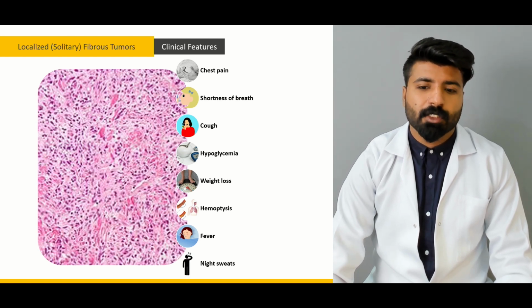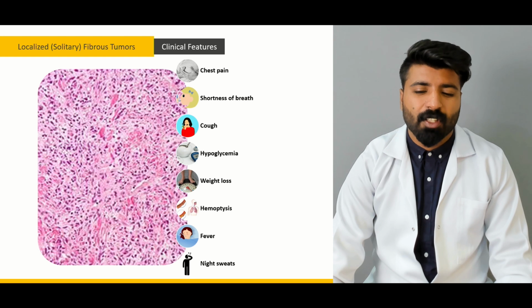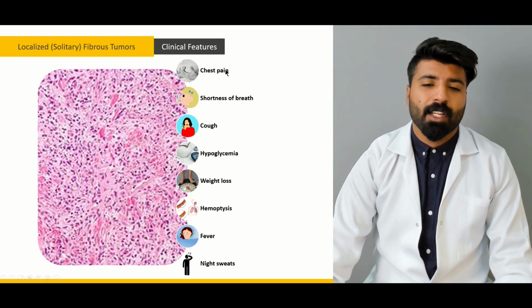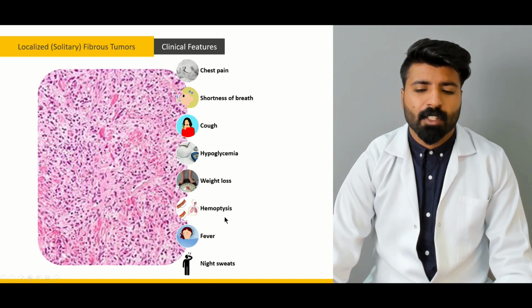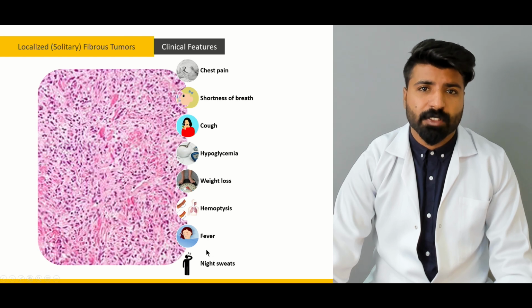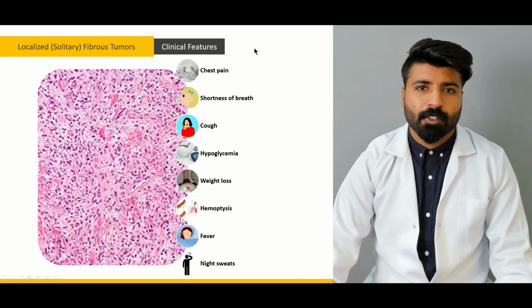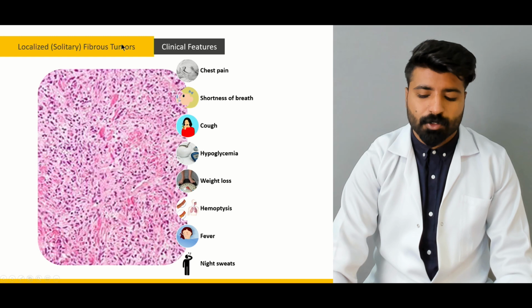The patient will have night sweats because of these multiple infections, these tumors, these opportunistic infections. All of these will accumulate, and the patient will even have night sweats. So in the case of localized fibrous tumors, the patient is going to have chest pain, shortness of breath, cough, hypoglycemia, weight loss, hemoptysis, fever, and night sweats. All of these pathologies will be happening, and you will go for the slide and see this, and then you'll go for localized fibrous tumors.